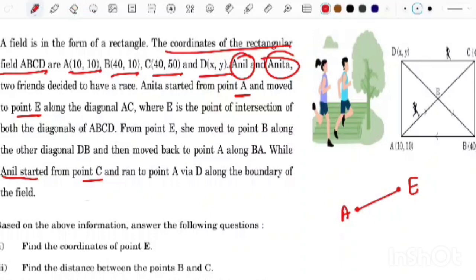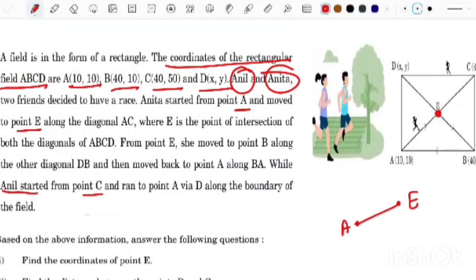Yeah, you have to find the coordinates of E. How will you find? You know that in a rectangle, parallelogram, square, rhombus, the diagonals bisect each other. So E is the midpoint, right? Apply the midpoint formula here. Suppose this is x1, y1, this is x2, y2, right?